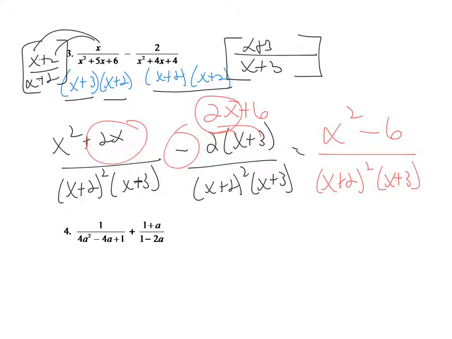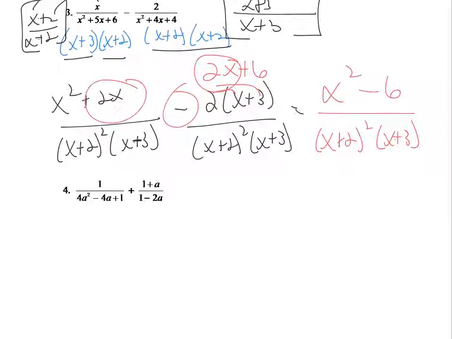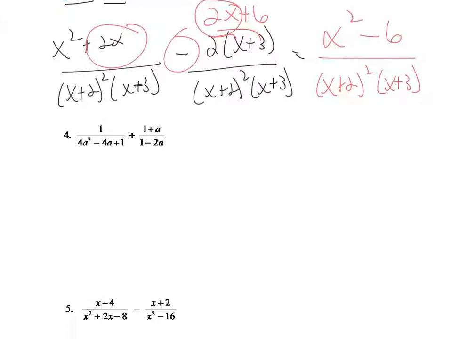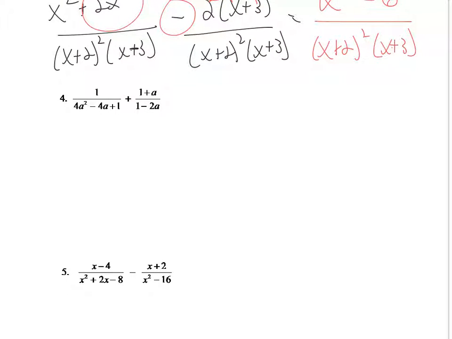All right, I'm going to have you try number 4, and I'll show the answer in a second. The nice thing about 4 is that, again, you're not going to have a whole lot in common, so you can multiply by the opposites. So take a second, see if you can get that one, and I will go through 5 with you, and I'll show the answer for 4.